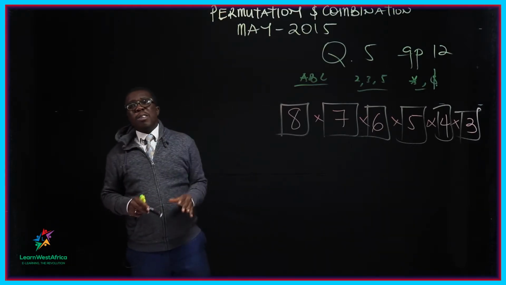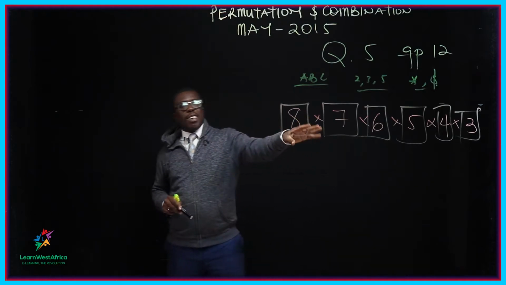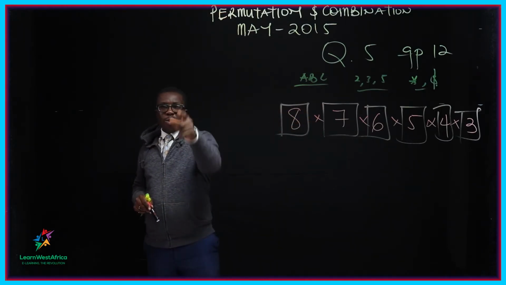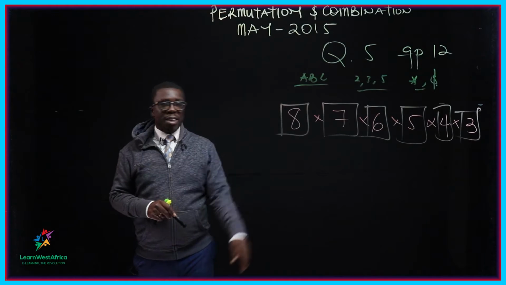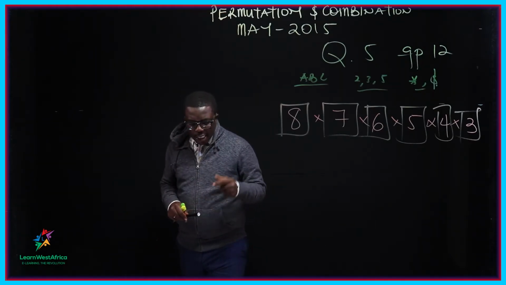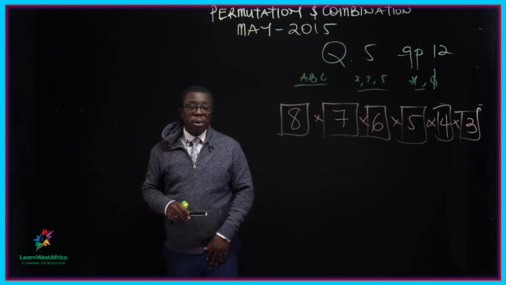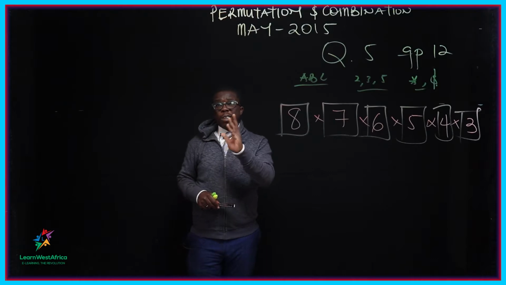The number of arrangements that are possible for the codes without restrictions is going to be 8 times 7 times 6 times 5 times 4 times 3. I'm sure you can use your calculator to check that out to get your answer. Then the II says that the security code should start with a letter and finish with a symbol. It should start with a letter and finish with a symbol.